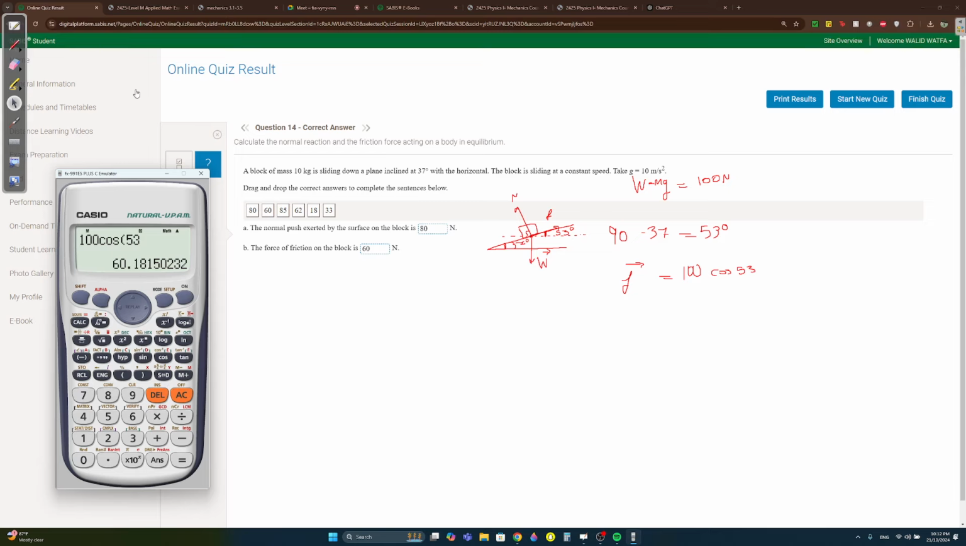Why did I start with friction? I should start with the normal push. The normal push is going vertically. It's 100 sine 53. So friction we found at 60, and the normal push is 80.